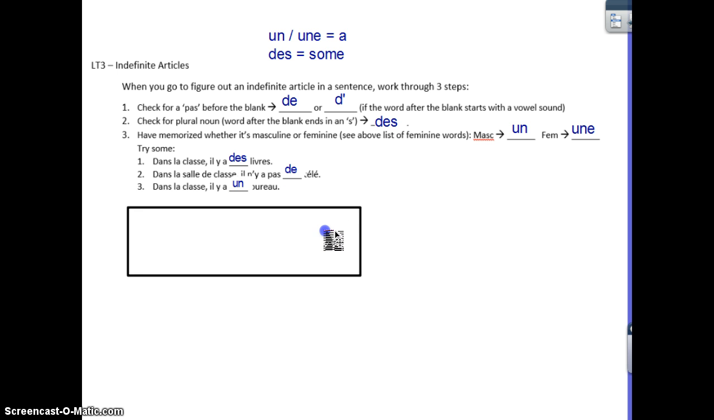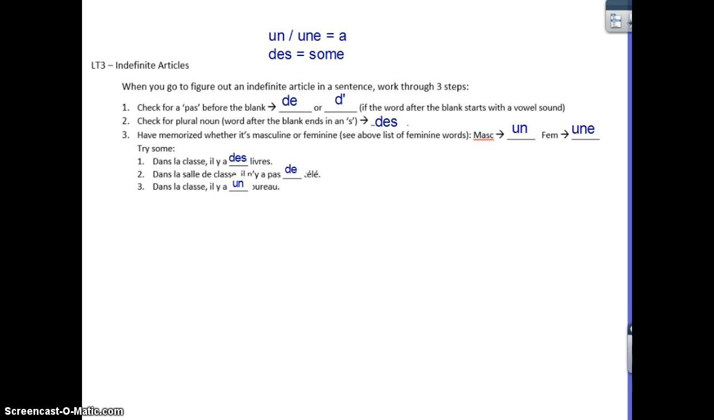And for our last one here, when I went to figure out this one, again, I worked through my 3 steps. First of all, it says in the class there is, and then desk is what that last word is. I noticed there's no pas, so I went ahead and eliminated de and d apostrophe as an actual option. I noticed that it is just desk and not desks, so I eliminated de. And it was only at that point that I had to decide whether the item was masculine or feminine.